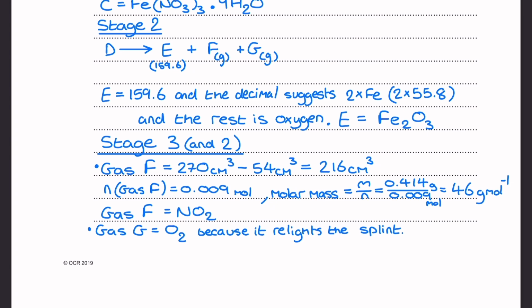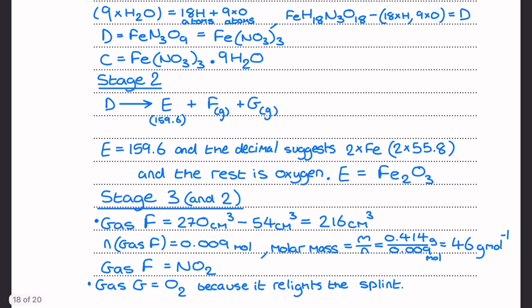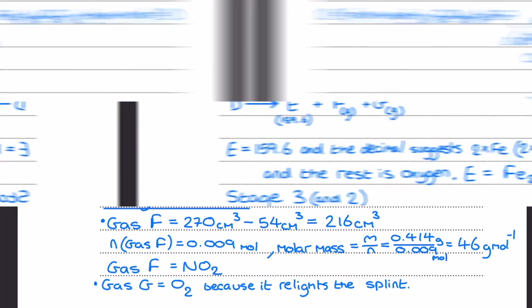Which elements am I using to figure out the formula which has a molar mass of 46 grams per mole? I refer back to stage 2. In stage 2, the iron 3 nitrate decomposed to form E, which was iron oxide, F and G, which contain nitrogen and oxygen together. G we know is oxygen because it relights a glowing splint, meaning F uses nitrogen and oxygen in its formula, and the way to get to 46 is with NO2.